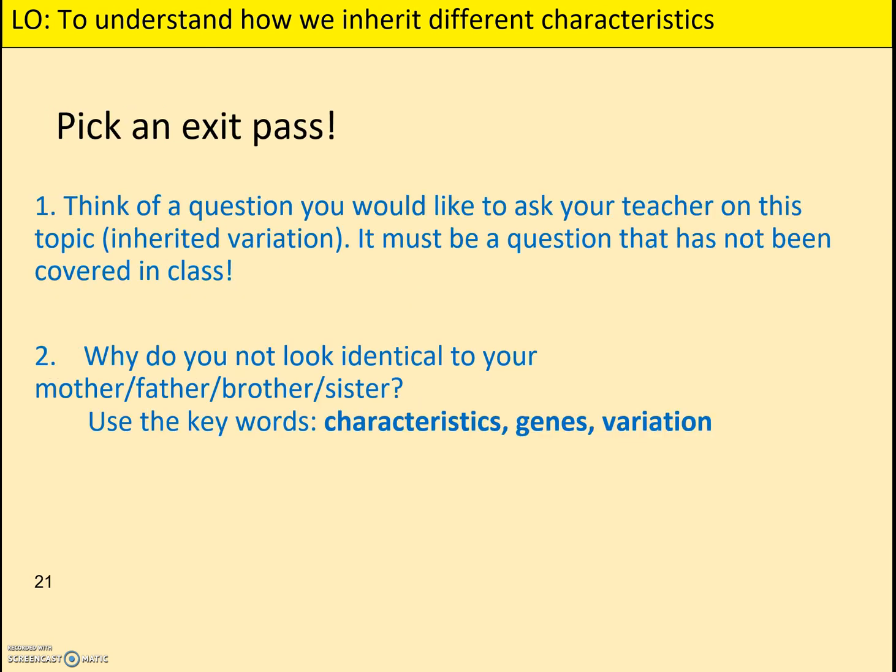So, finally, Year 7s, think of a question you'd like to ask your teacher on this topic, inherited variation, and it must be a question that has not been covered in class. For instance, why do you not look identical to your mother, father, brother, sister, etc.? Try to use these keywords: characteristics, genes, and variation, and then you can email your teacher with that question.